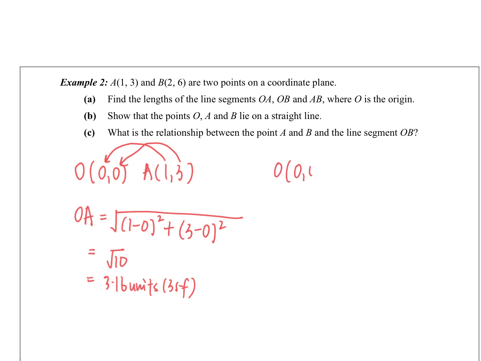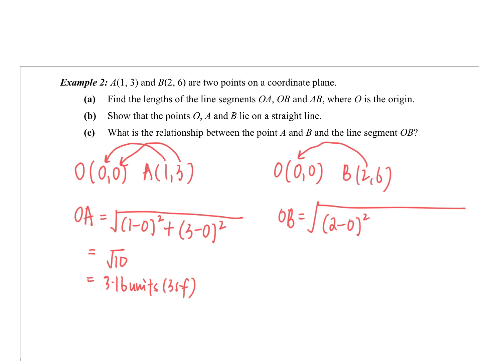Okay, next they also want me to find OB. So I write down O and B coordinate. Then I use the length formula one more time. So x2 minus x1 square, and then y2 minus y1 square. So you go and press calculator, you got square root 40. So what should you get?